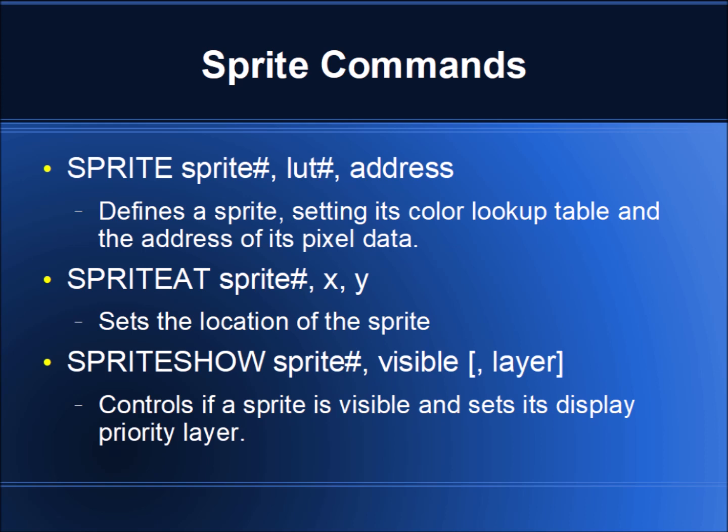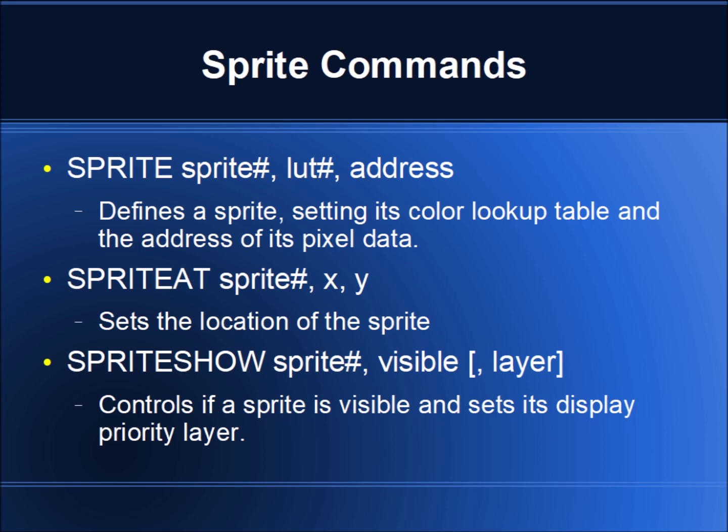First one here, the sprite command, you give it a sprite number, and for that sprite you give it a lookup table that you want it to use for resolving its colors. And that means that you can have multiple sprites on the screen using different color lookup tables. So if you have a set of palettes, for example, for moving scenery in a game, that can be one color lookup table.